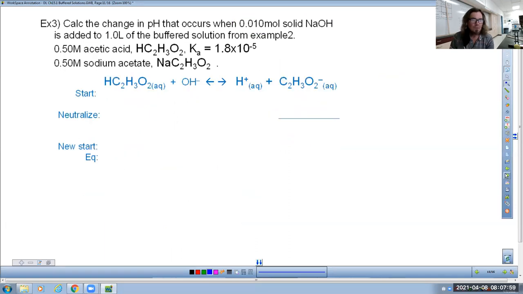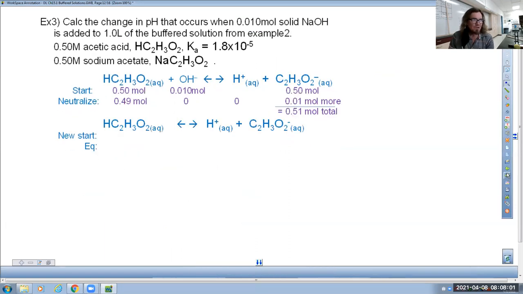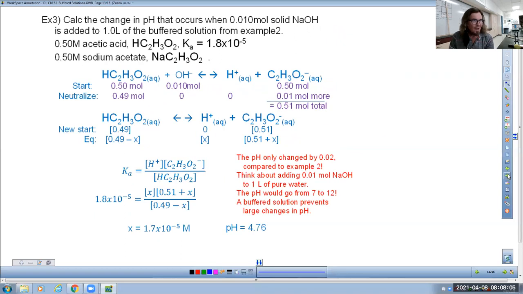When you do it, I actually did this out in a series of steps here. Maybe this looks cleaner and you appreciate that. There's what I got for X, and then the pH is negative log of that number. Notice how much the pH changed compared to what we did in example 2. The pH in example 2 was 4.74, and the pH only changed by 0.02.